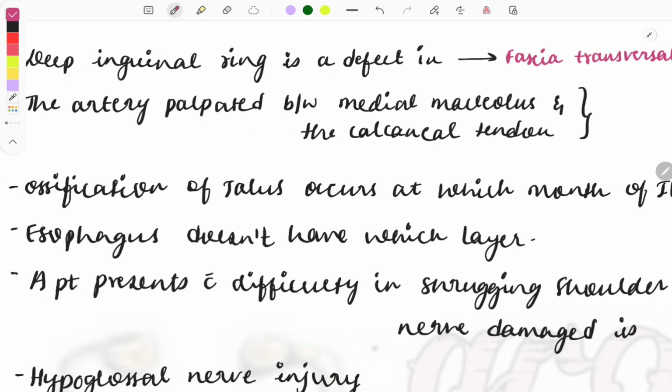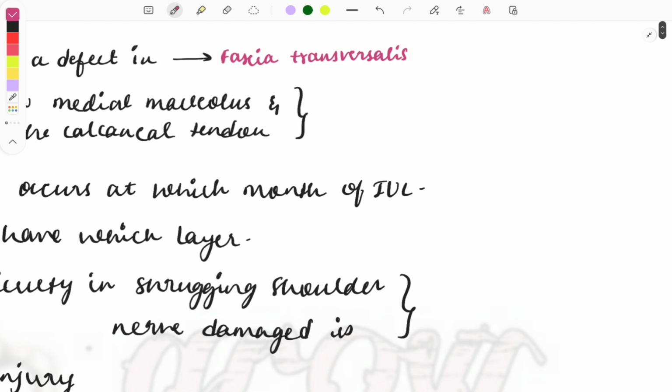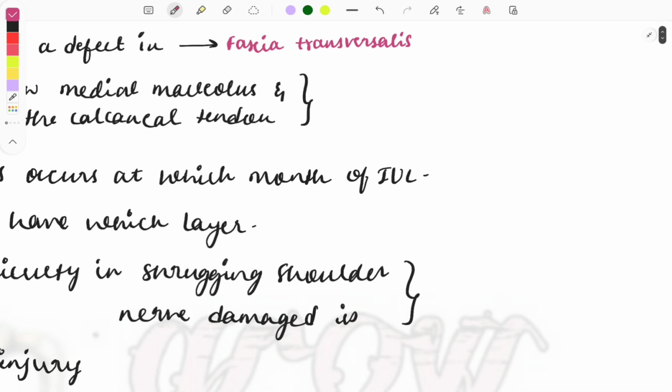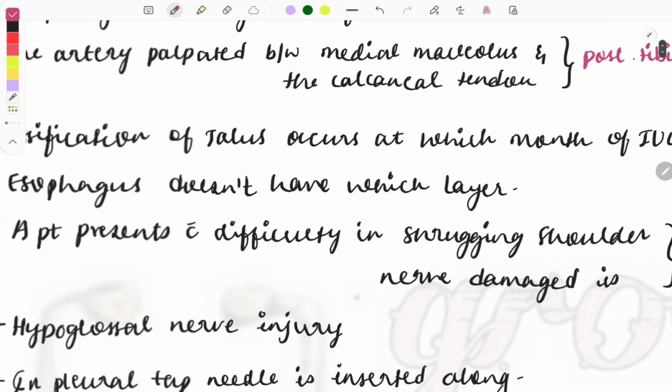Then the next question, the artery palpated between the medial malleolus and the calcaneal tendon. Which artery is palpated? So it is the posterior tibial artery, and image based questions have also been asked on this one. So they will give the image of the leg, and they can mark the artery, or they can just keep two fingers here and ask which artery is being palpated here. So it is the posterior tibial artery.